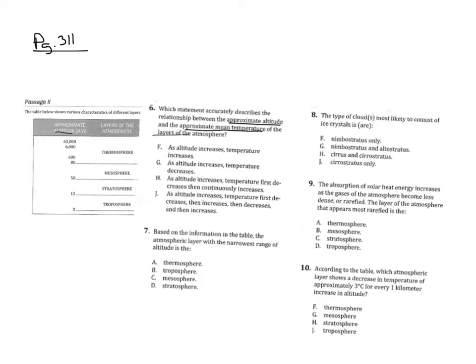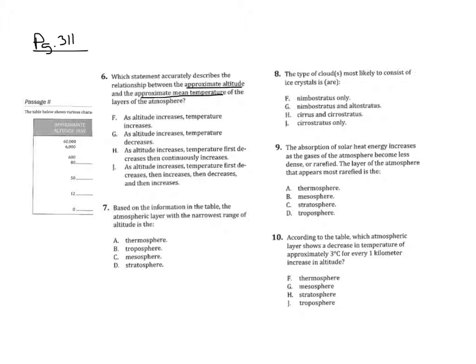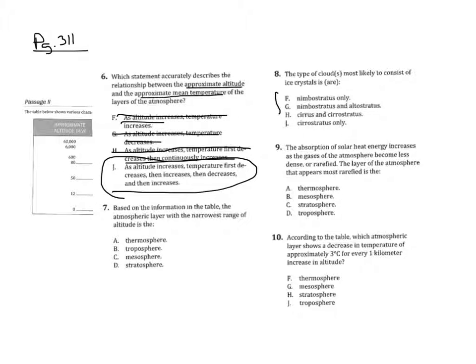So let's see which question stem best fits our problem here. So as altitude increases, temperature increases? No, that's not true. As altitude increases, temperature decreases, so G is not true. As altitude increases, temperature first decreases, then continuously increases. That's not true. It decreases, increases, then decreases again. So here we go. Here's our pattern, J. It increases, decreases, increases, then decreases, then increases. So it's all over the place, the temperature, but the best answer there is J.